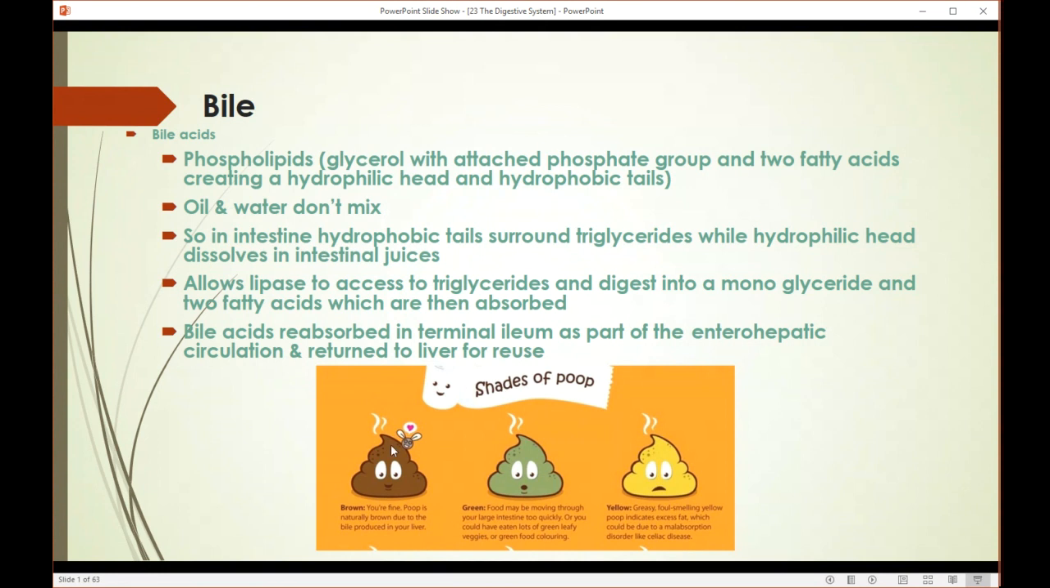There's different shades of poop. So brown is normal. That's considered fine. Green is when our food might be moving through our large intestine too quickly, or you could have just eaten a lot of green leafy vegetables or even green food coloring. And then the yellow is usually greasy, foul-smelling yellow poop. It indicates that you've had excess fat, and that could be due to a malabsorption disorder like celiac disease.